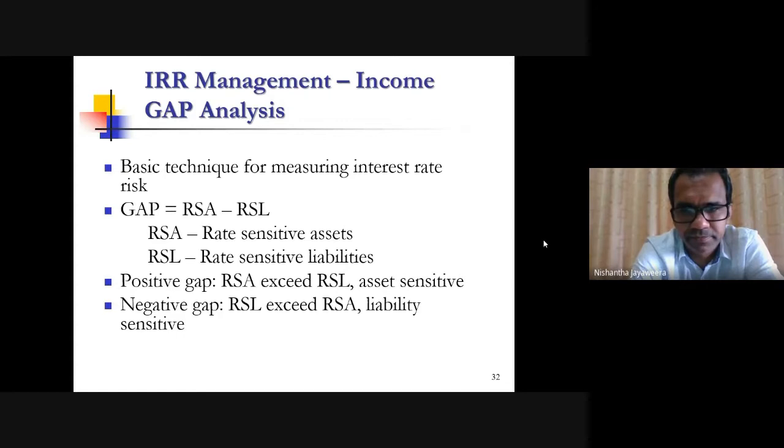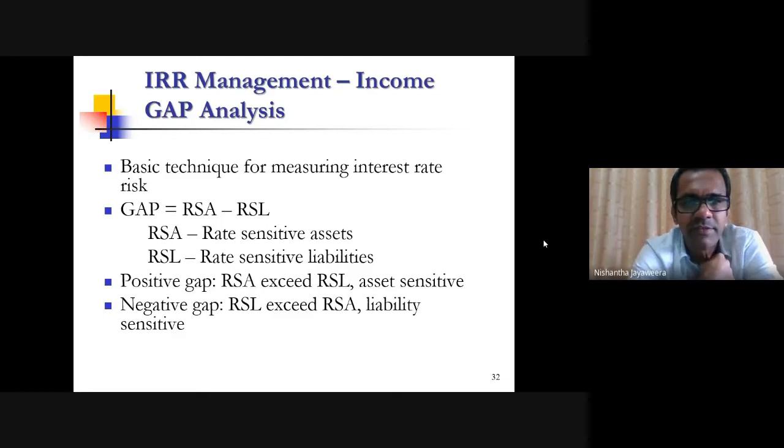Basically, what is the gap? If we define the gap, the gap is the difference between rate sensitive assets and rate sensitive liabilities. What does it mean by rate sensitive? They change very quickly. When the interest rate changes, there will be an impact on the asset or the liability. The cost or the income changes. That is what rate sensitive means. So rate sensitive assets are sensitive to interest rate changes. Rate sensitive liabilities are also sensitive to interest rate changes.